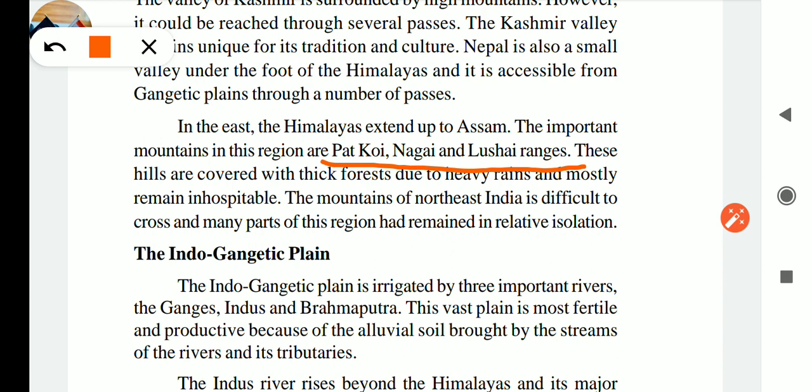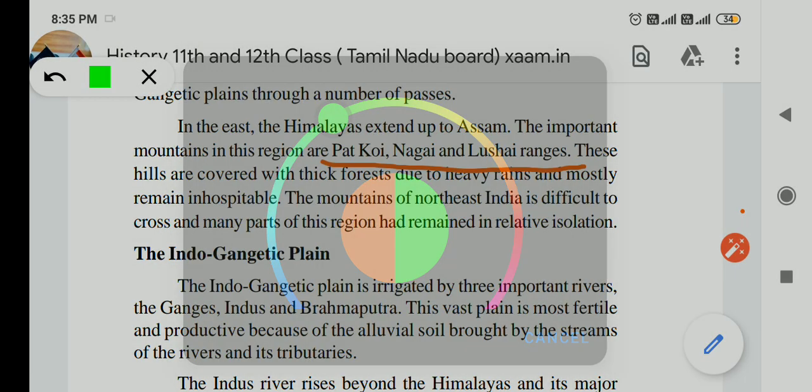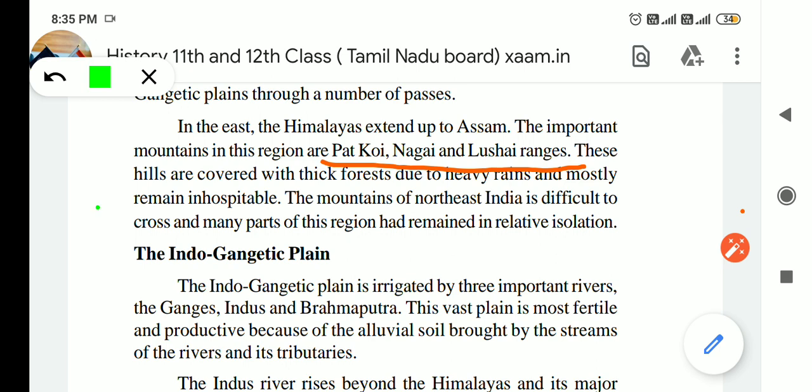Then finally, the conclusion is that due to the Himalayan region, it is not easy for invaders or any immigrants or missionaries. It is very difficult to invade India. So that's why they came through the northwest passes, that is, we discussed Khyber, Bolan, and Kuram passes, etc. Next, our important topic is the Indo-Gangetic Plain, which we are going to discuss in the next video lesson.